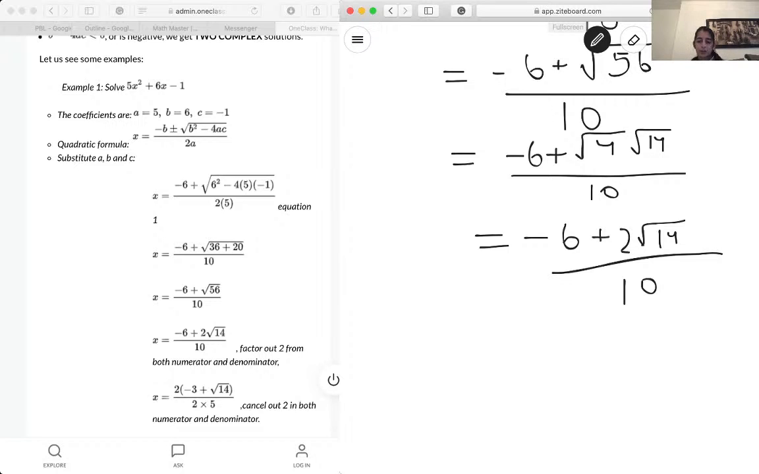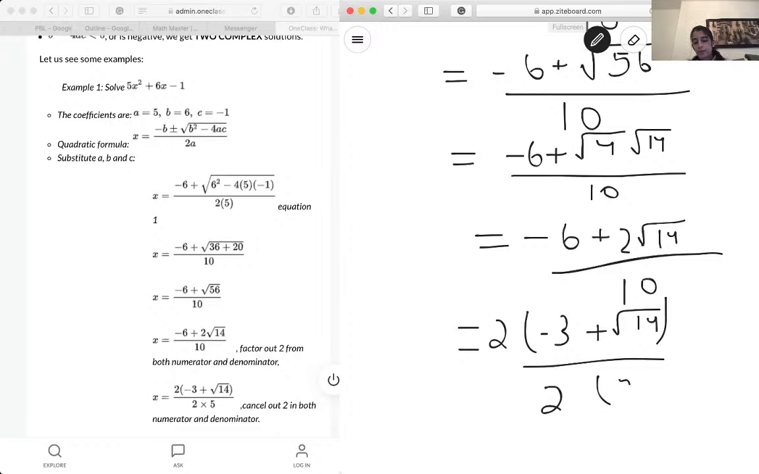We could leave it like this, or we can factor out the 2 if you want, because 2 is common here, 2 is common here, and 2 is common here. So we factor the 2 out. It's going to be -3 plus the square root of 14 over 5.